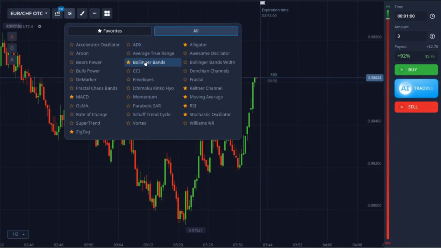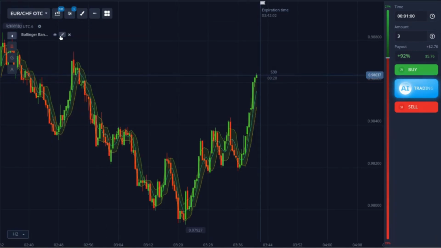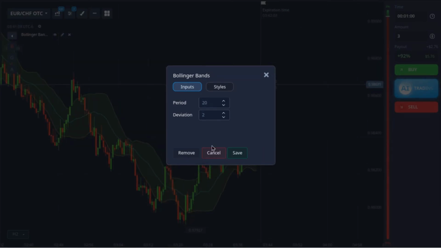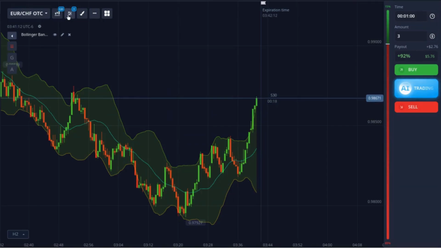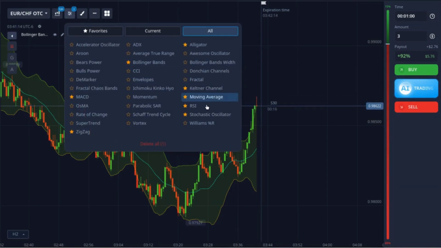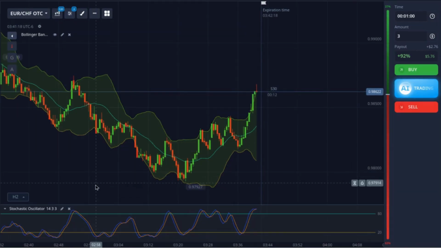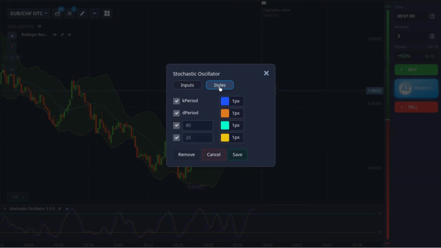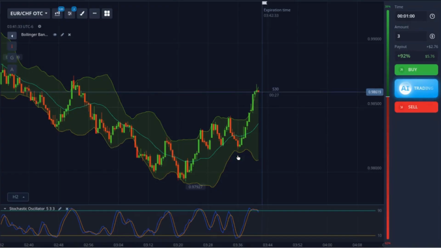Now go to indicators and pick Bollinger Bands. In the settings, go to period and choose 20, and in deviation, choose 2. Now go back to indicators and pick stochastic oscillator. In settings, go to input and change the K period to 5. Then in styles, change the 80 and 20 to 90 and 10. Now let's go to the live trades.